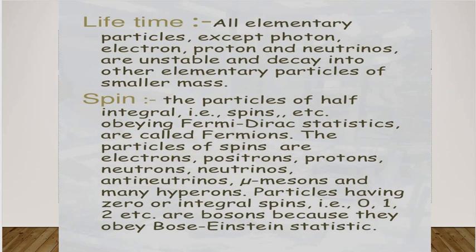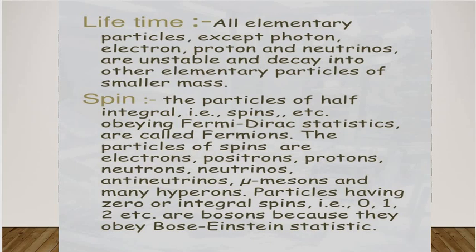Examples are electrons, positrons, protons, neutrons, neutrinos, antineutrinos, mu mesons. You may not be familiar with these names because we are going to discuss the classification of elementary particles later. Then only you will be familiar with these names. Anyway, these all are elementary particles. So these all are examples for particles with half integral spin.